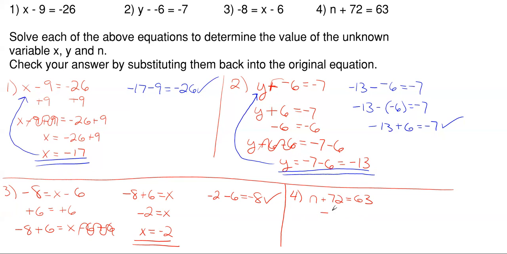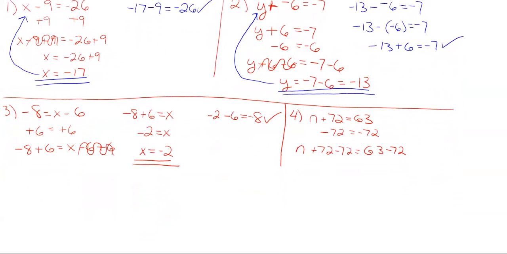So we need to subtract off 72 from each side. So I end up with n plus 72 minus 72 equals 63 minus 72. Let me scroll down here a little bit. So the 72 will cancel with each on the left side here. And I'm left with n equals 63 minus 72. Well, 63 minus 72 gives me a minus 9.